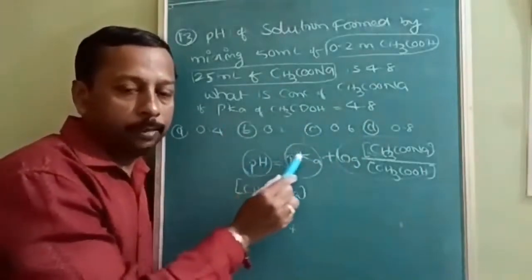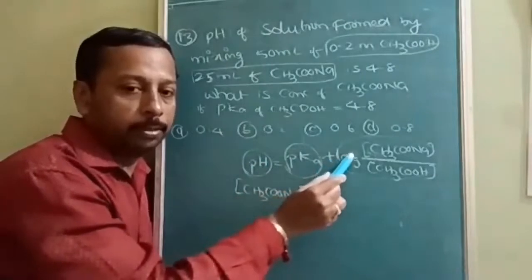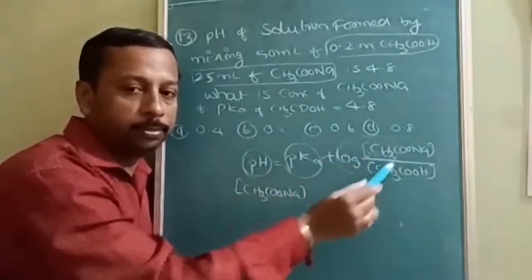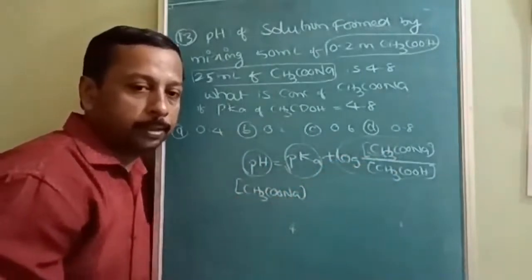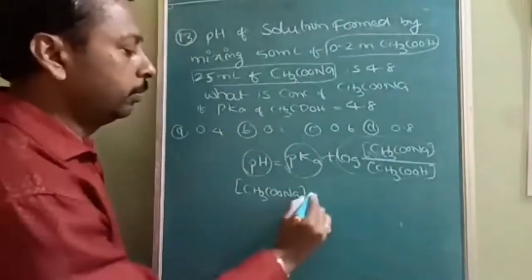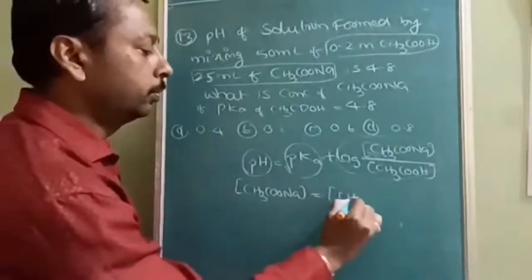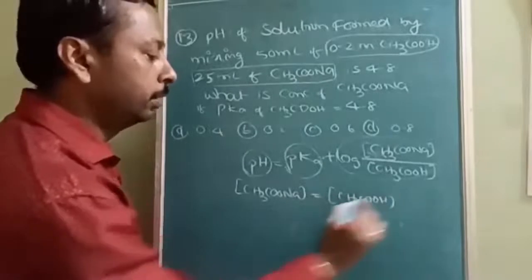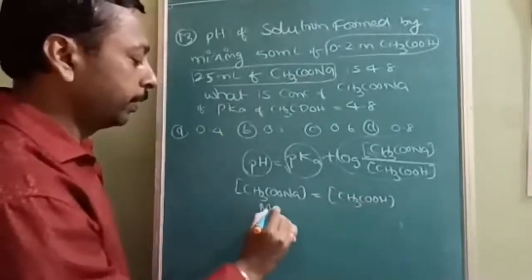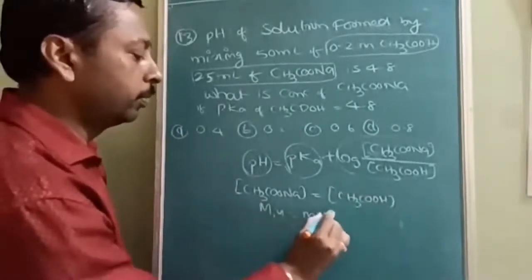So 4.8 means this will be 0. This 0 means log 1, and 1 means these two concentrations must be the same. So CH3COONa is equal to CH3COOH. That means M1V1 is equal to M2V2.